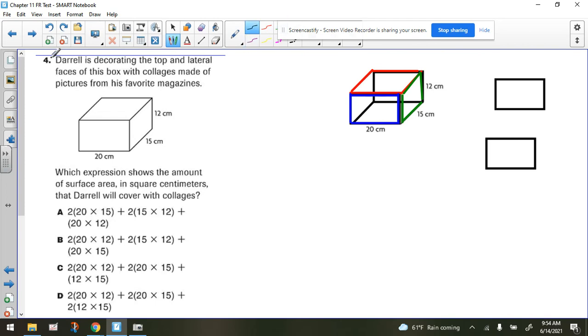We're taking a look at question number 4. Daryl is decorating the top and lateral faces of this box with collages made of pictures from his favorite magazines. Which expression shows the amount of surface area in square centimeters that Daryl will cover with collages?